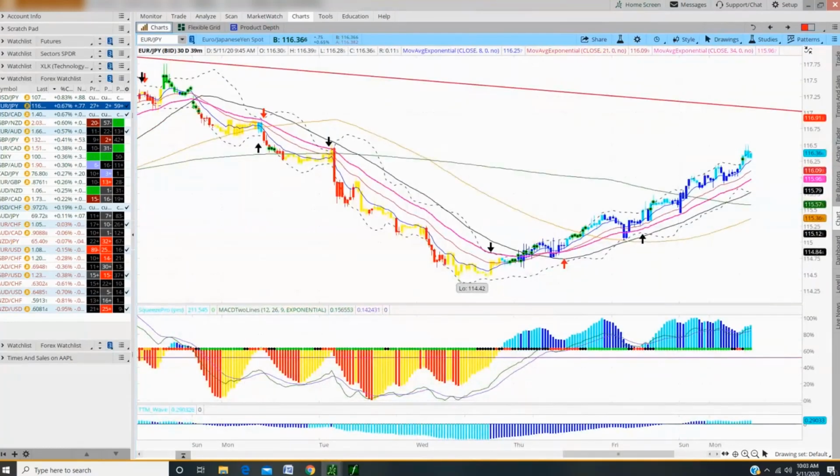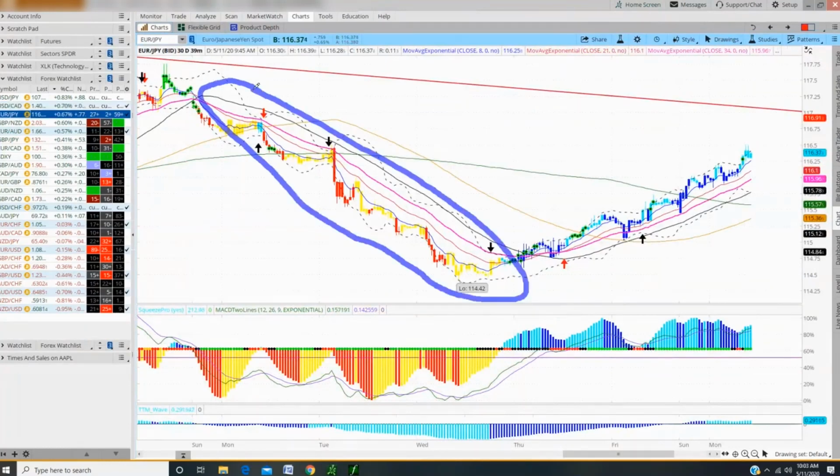One thing I want to mention is, do you see this absolutely beautiful trend to the downside? Beautiful. What and where is that in time? By the way, this is the 39-minute chart.